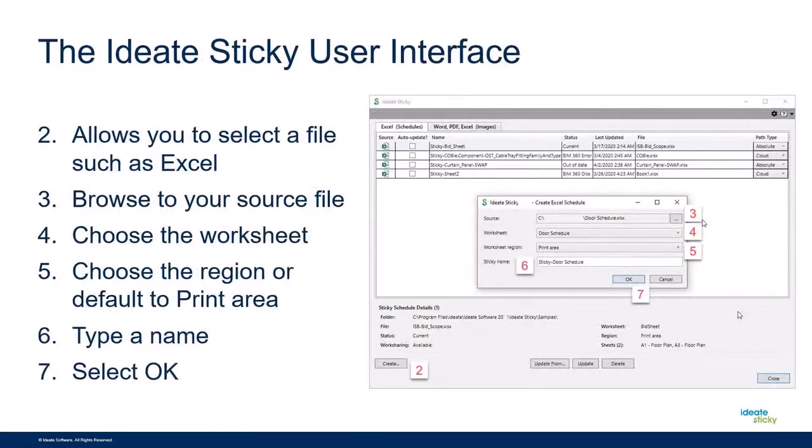The Ideate Sticky user interface that I just showed you is made up of several components. Once you bring up the main dialog, you have the ability to create a sticky, or a sticky note. That's where you would browse to an Excel file, a Word file, or a PDF file. Then you can choose the individual worksheet. If you have an Excel file that has multiple worksheets, you can choose which one. Then you also have what we call the print area or the named region, so you can specify a number of cells that you want to bring in. It doesn't have to be the entire document. You can specify what you'd like, and then you select OK to place that on a sheet.